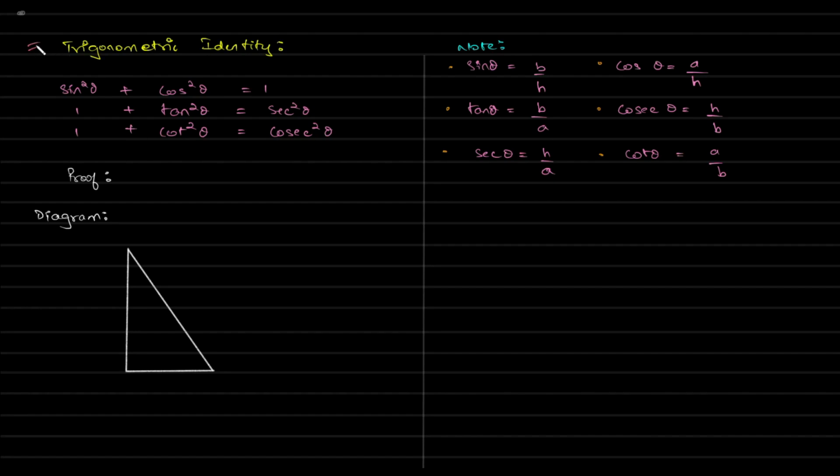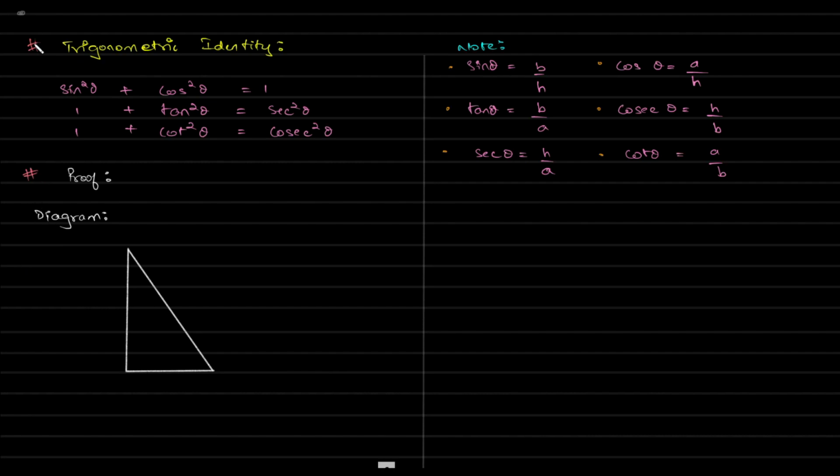So we are beginning with the topic trigonometric identity. There are three trigonometric identities: sine square theta plus cos square theta is equal to 1, 1 plus tan square theta is equal to secant square theta, and 1 plus cot square theta is equal to cosecant square theta. So let's begin with the proof.